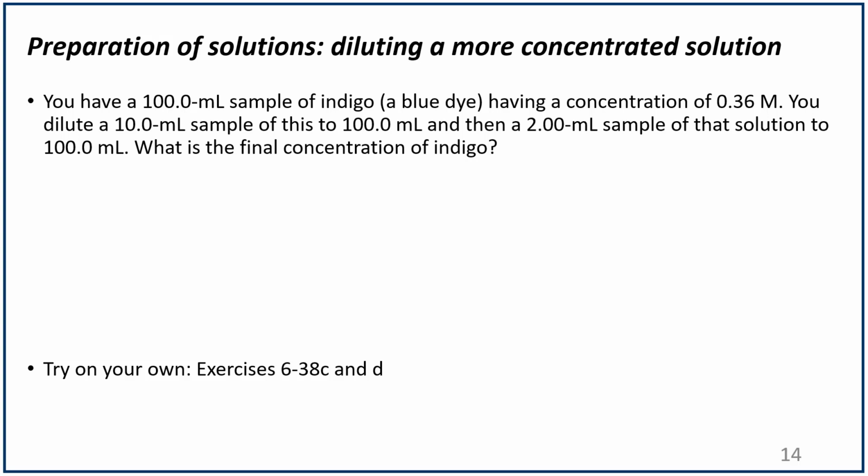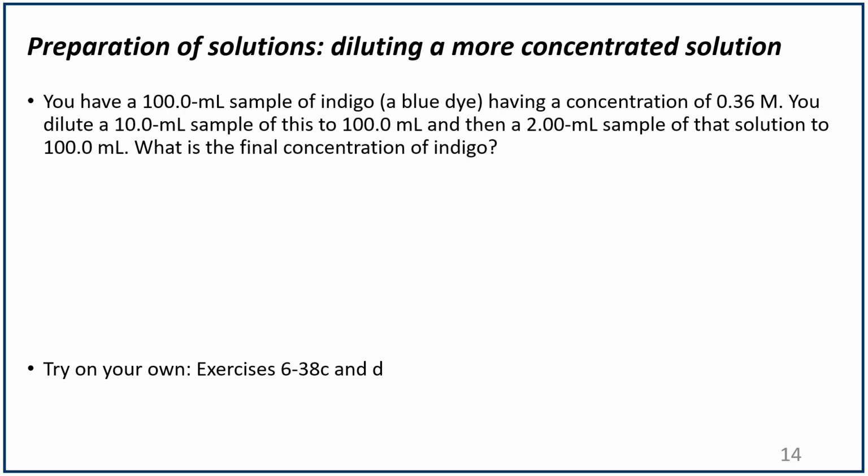So in this slide, we're gonna discuss two things, serial dilution and calculating for the concentration of ions in solutions. Okay, let's first begin with serial dilution. So here you have a sample of indigo, a dye, which has been diluted 2 times.